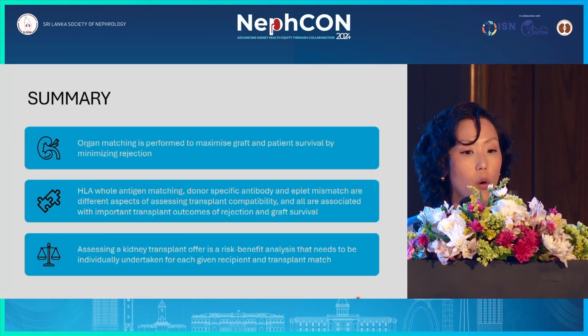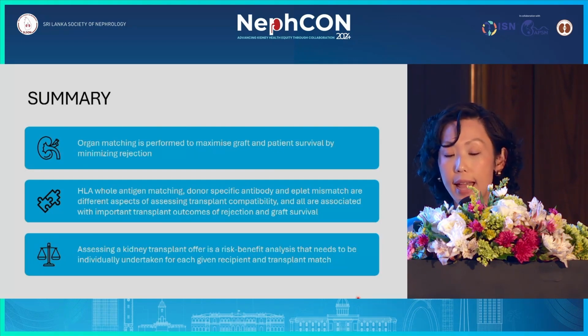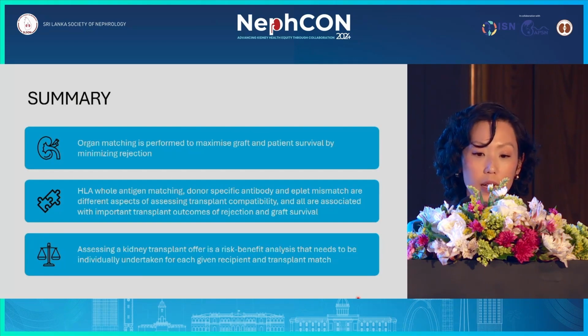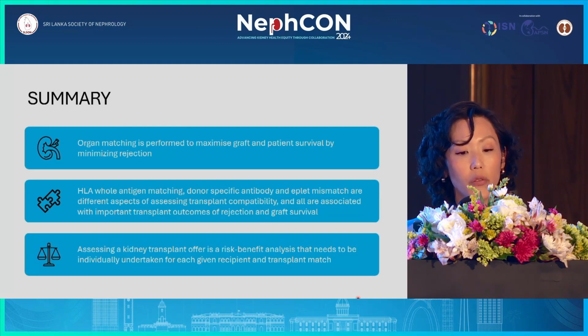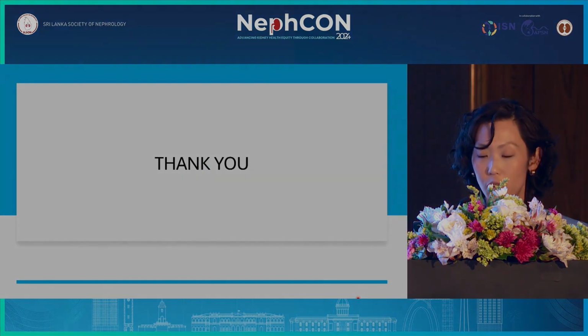So to summarize, organ matching is performed to maximize graft and patient survival by minimizing rejection. HLA whole antigen matching, donor-specific antibody, and eplet mismatch are different aspects of assessing transplant compatibility, and all are associated with important transplant outcomes of rejection and graft survival. Assessing a kidney transplant offer is a risk-benefit analysis that needs to be individually undertaken for each given recipient and transplant match. And I'll stop there and thank you for your kind attention.